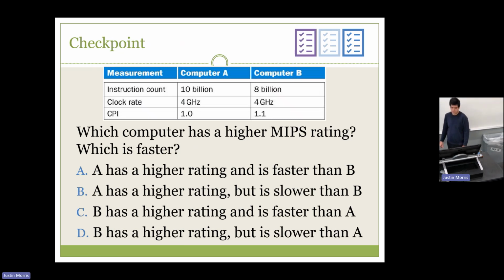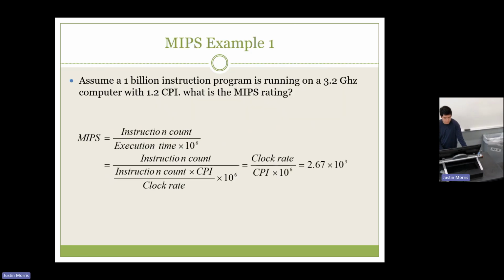CPI, CPU time? No. Keep getting confused with that. CPI is a component of CPU time, but it is not CPU time. So this is your equation for MIPS, and then your equation for CPU time, which will help you determine which one is faster, is instruction count times CPI divided by clock rate.